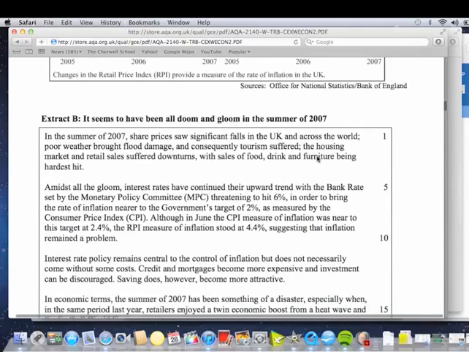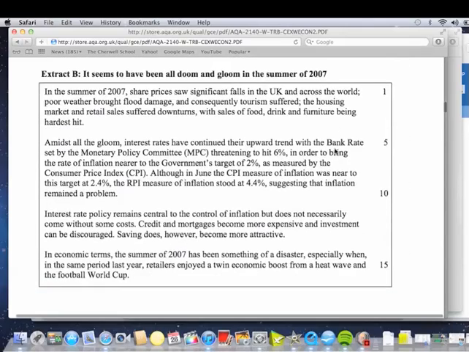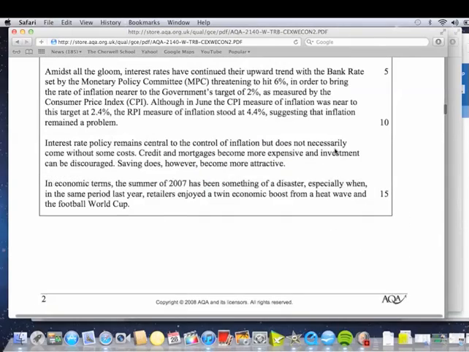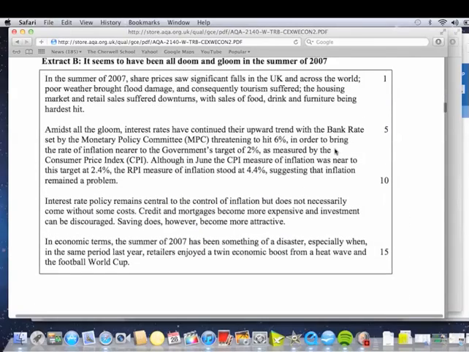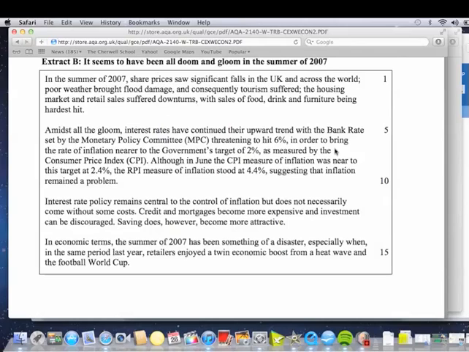If we look at extract B, I know it says look at C, but we want to make use of as much data as we can, think how it can help us answer the question. So summer 2007, share prices, significant fall, poor weather, so we got some sort of demand side, supply side shocks. So you're thinking about how inflation in the pound might affect, say, growth or trade balances or unemployment. This seems to be suggesting there's lots of other things out there that could be happening.